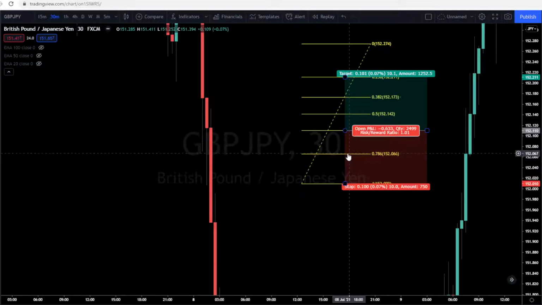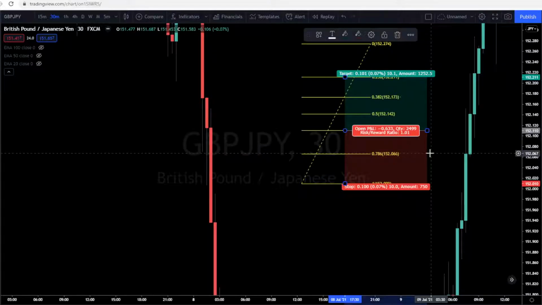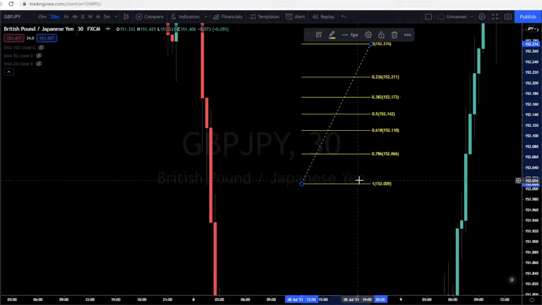But I do recommend that if we get a candle close or a candle that breaks below the 786, or especially if it closes below the 786, that you're managing your risk and closing something. So let's take a look at this on a live example.